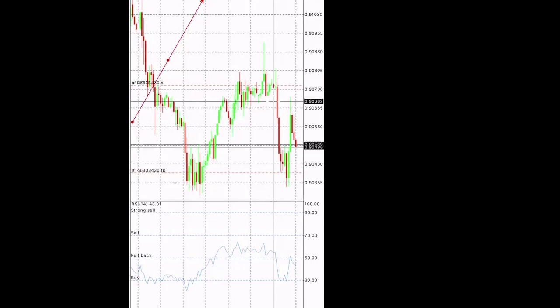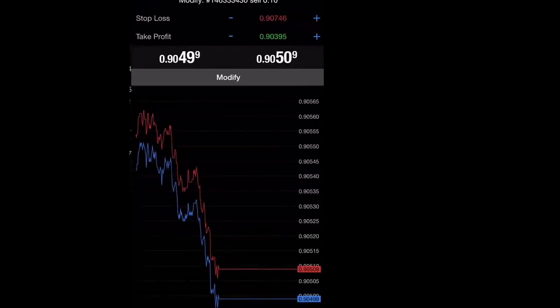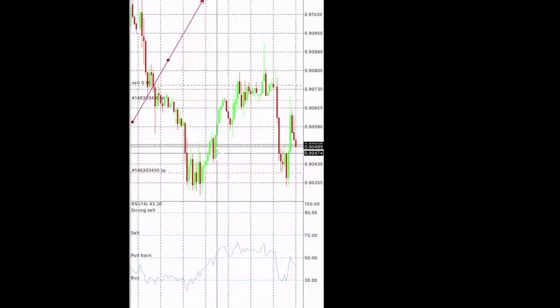So that number to the right of my screen, let's say right here, is 90,685. So if I click on modify stop loss, 90,685, and I click modify, right? And I go back to my chart.